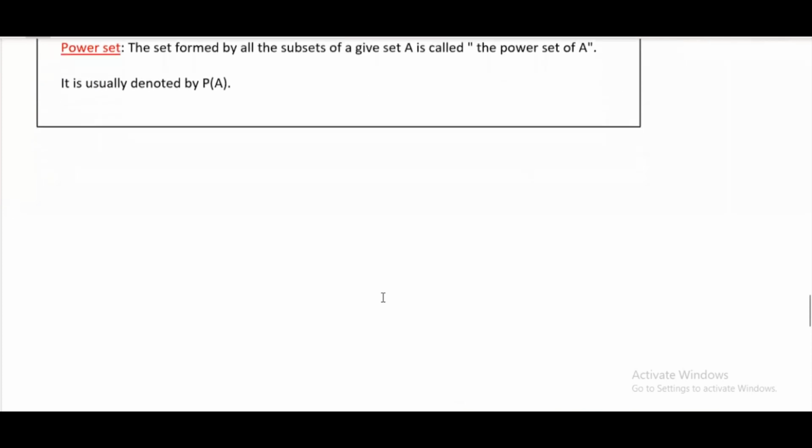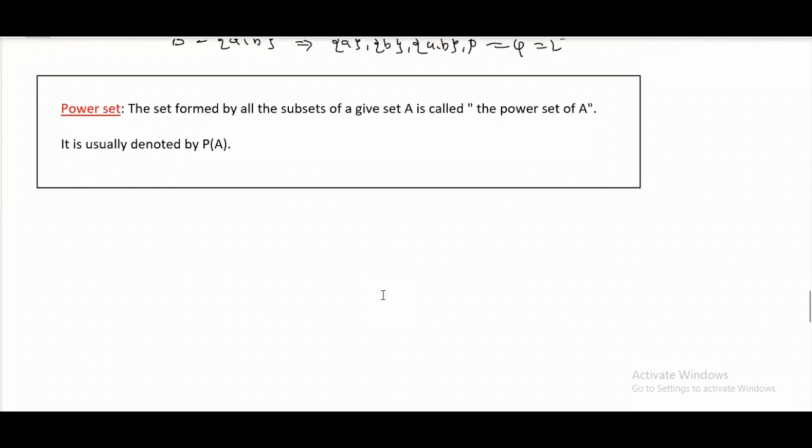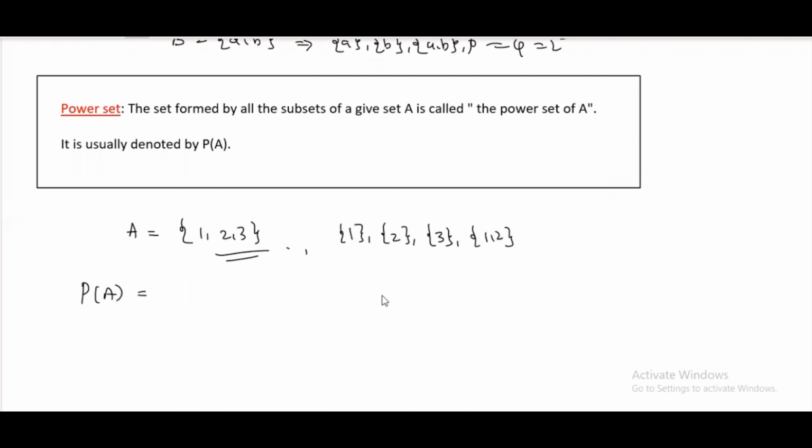Let's see next what is a power set. A power set is a set formed by all the subsets. For example, assume A = {1, 2, 3}. What is the power set of A? It is denoted by P(A). What subsets do we have for this? {1} is a subset, {2} is a subset, {3} is a subset, {1, 2} is a subset, {2, 3} is a subset, {1, 3} is a subset, the null set is a subset, and {1, 2, 3} is a subset.